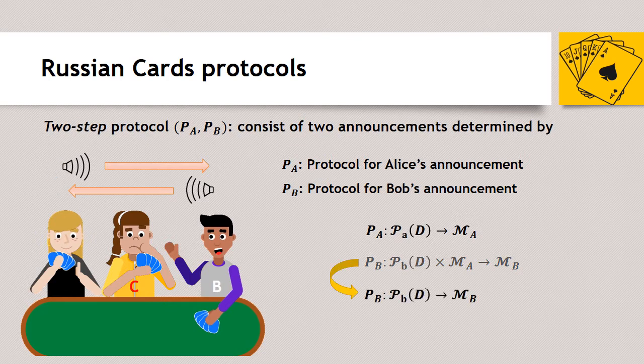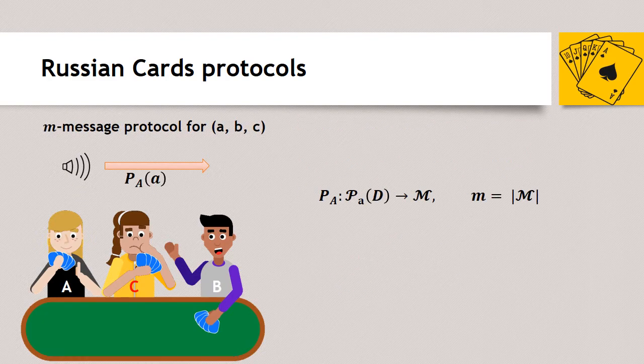A special kind of two-step protocol are those in which Bob's announcement protocol, PB, is only a function of Bob's hand, so that the message he sends does not depend on Alice's message, and therefore they can both make their announcement simultaneously. We will say PA is an M-message protocol whenever the amount of different messages that Alice can send according to PA is M.